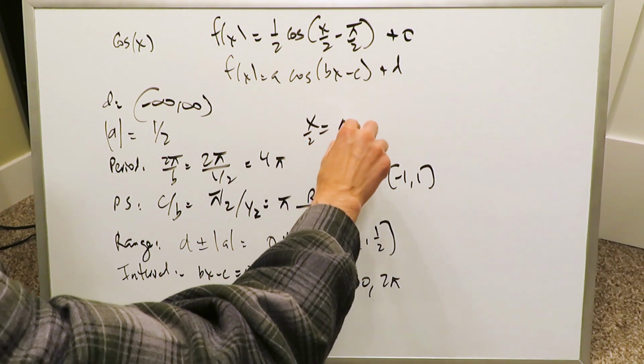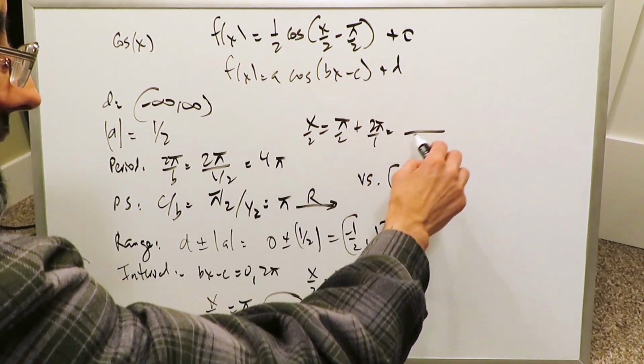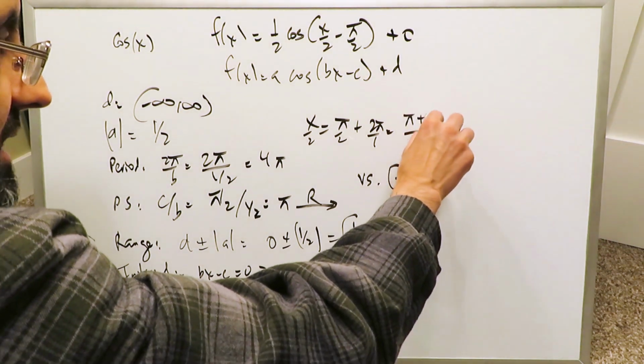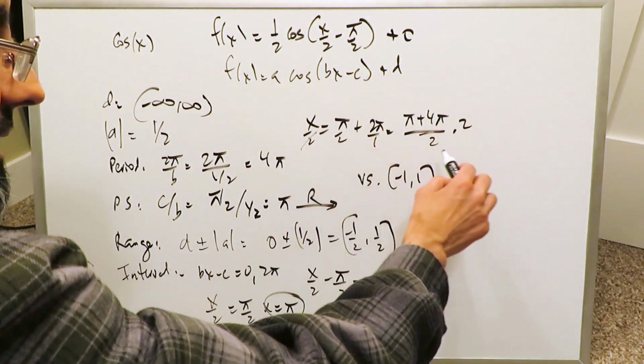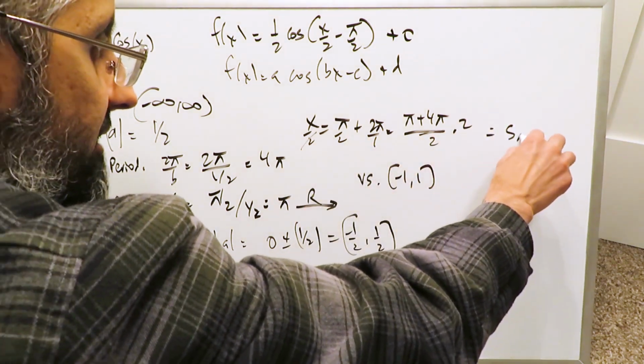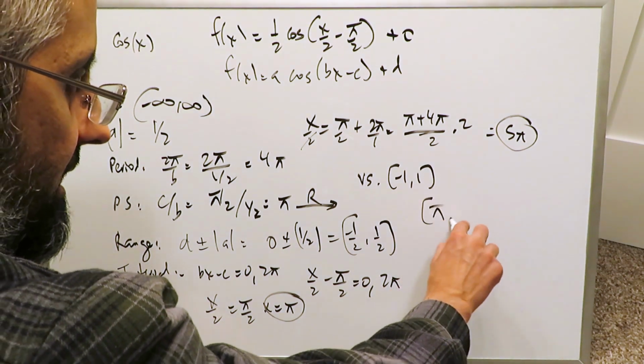x over 2 is equal to pi over 2 plus 2 pi. And you know you can do that. You'll have a common denominator here, pi plus 4 pi over 2, and you multiply by 2 because this will go across. You'll basically have over here a 5 pi. So your interval here would be represented as pi and 5 pi.